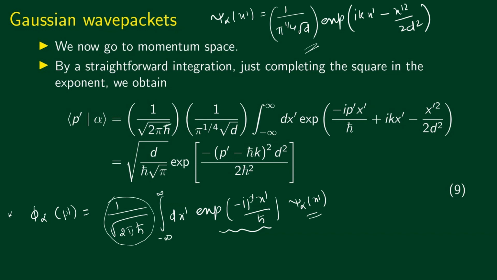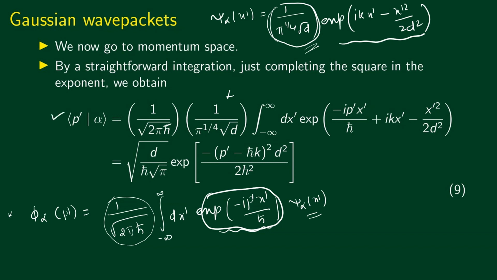All right, so it's 1 by square root of 2 pi h bar. And the wave function psi alpha of x prime has a normalization factor 1 by pi raised to 1 by 4 square root of d. That comes here, right? And then we write the integral minus infinity to infinity dx prime, and then exponential this thing multiplied by exponential minus i p prime x prime divided by h bar. All right. So when you multiply two exponentials, the arguments just get added up. That's how we get this expression.